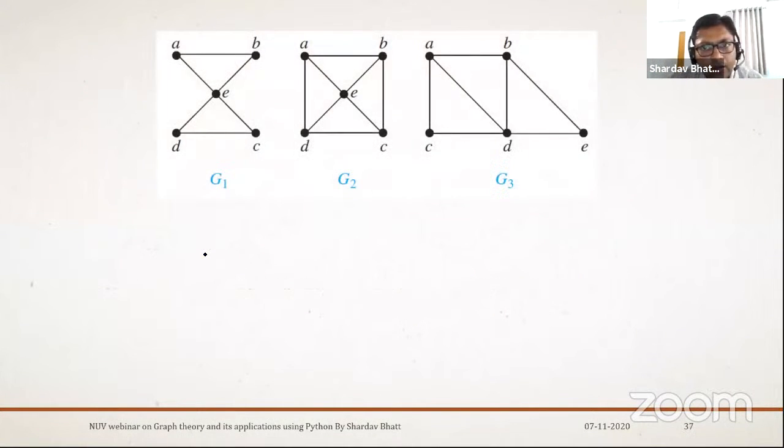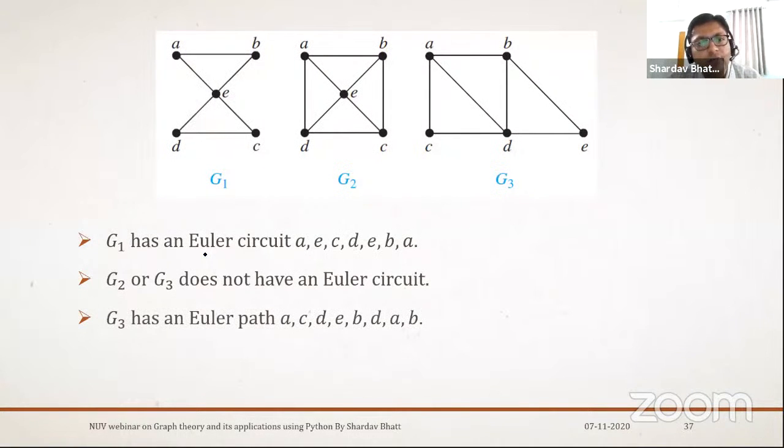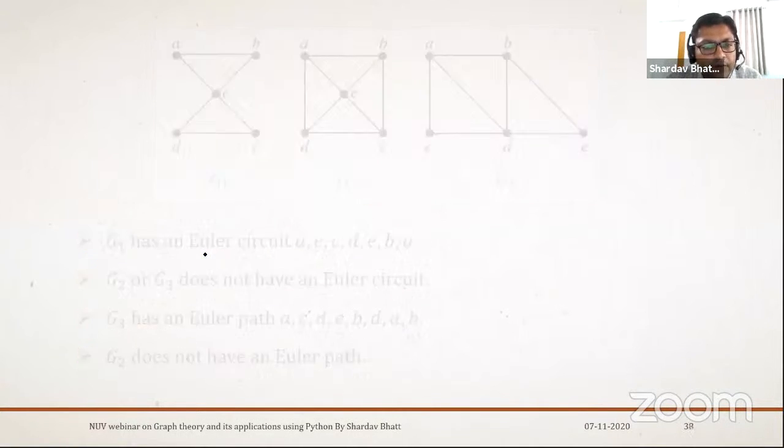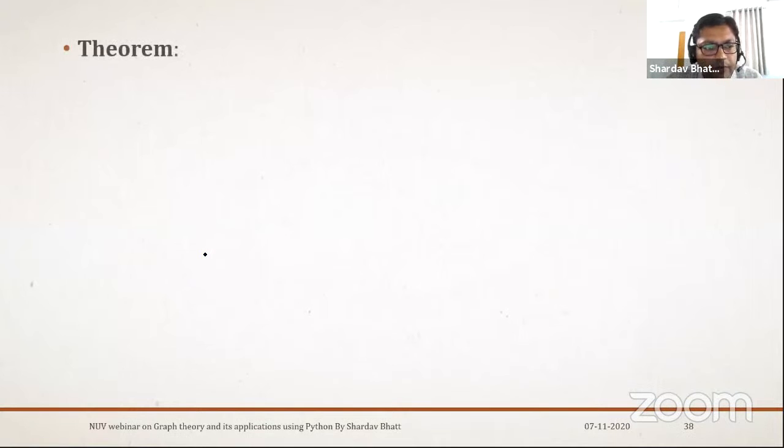And so these are some examples of Euler path and Euler circuit, but we will see a practical example. Now, how will you know whether our graph has an Euler circuit or Euler path or not?